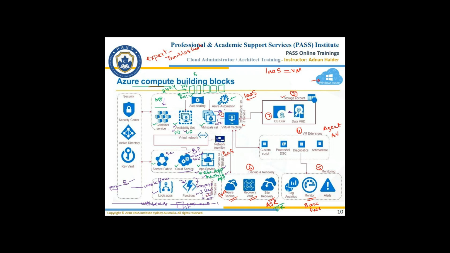Now these VMs are connected to a network interface card that connects them to the virtual network, and then that connects them to the outside network and the local network as well. And then for the compute offering, we have platform as a service, which is app service, cloud service, and service fabric. For serverless computing, we have two, which are functions and logic apps.